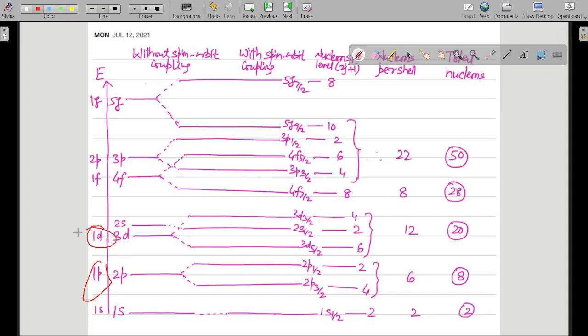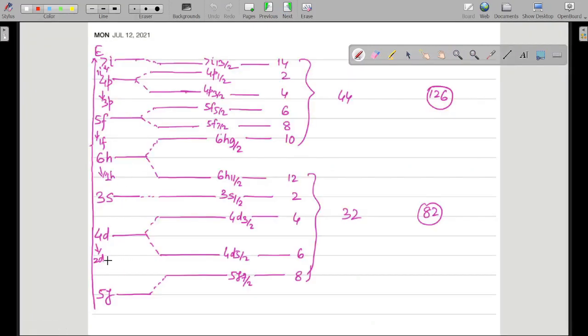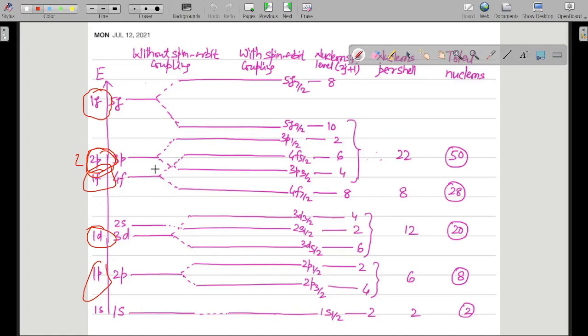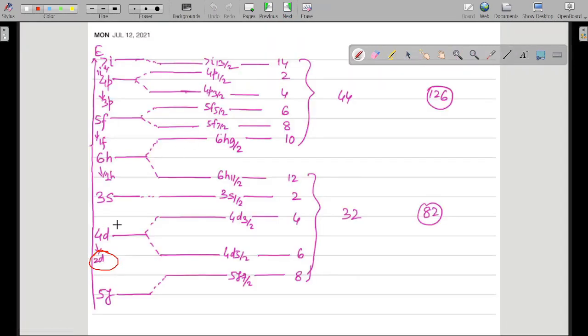Now D has been encountered the first time, so 1d. F has been encountered the first time, so 1f. Now P is being encountered the second time, so that's why 2p. G has been encountered the first time, so 1g. D has been encountered the second time, so 2d. You can see over here D is already there, 1d, so the second convention says 2d.